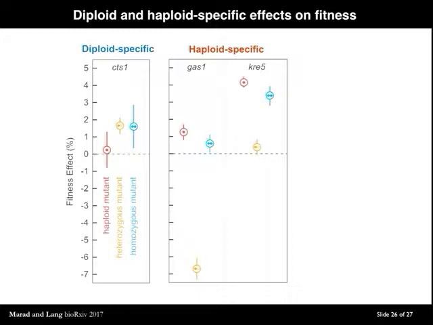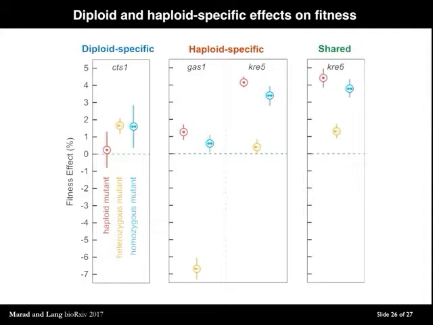GAS1 is kind of similar. It's beneficial in a haploid, and it could be slightly beneficial if we can make it a homozygous diploid. But the heterozygote is actually quite deleterious. This suggests that there might even be an incompatibility between this evolved mutant allele and its wild type version. And then the obvious one is something that we see in both haploids and diploids: no matter how we reconstruct it, whether haploid, heterozygote diploid, or homozygote diploid, it's beneficial.